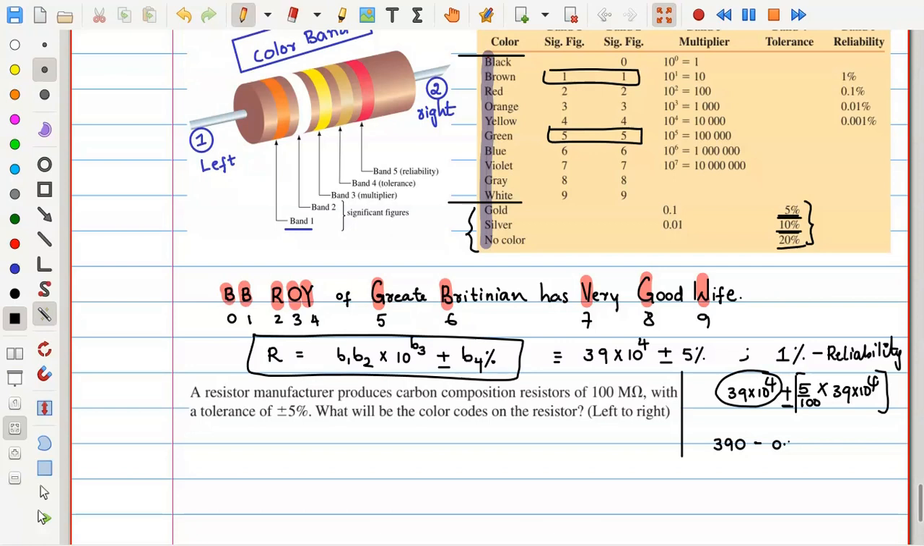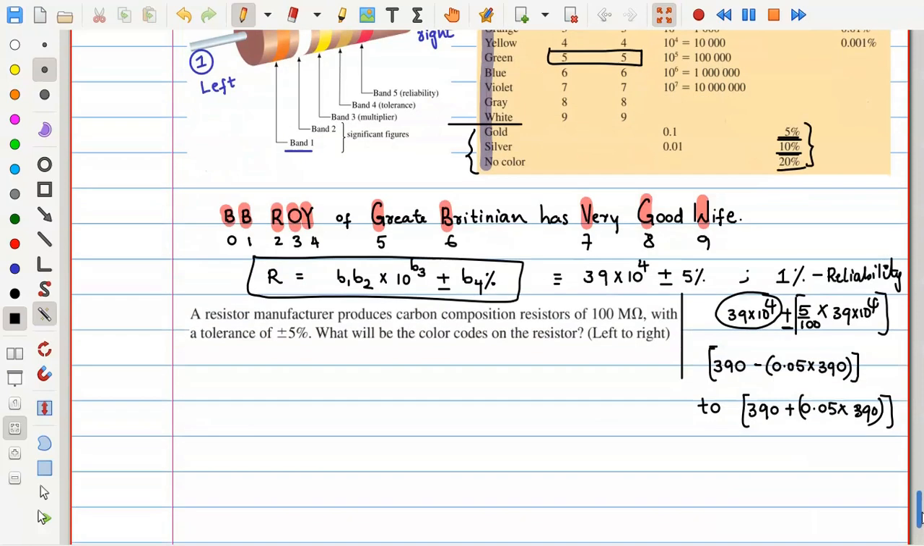So plus or minus 0.05, which means 5%, into 390k. This is in kilo ohm. This is the resistance value: from 390 minus 0.05 into 390 up to 390 plus 0.05 into 390. That means if you measure this resistance value with a multimeter, it may give a value in between this.